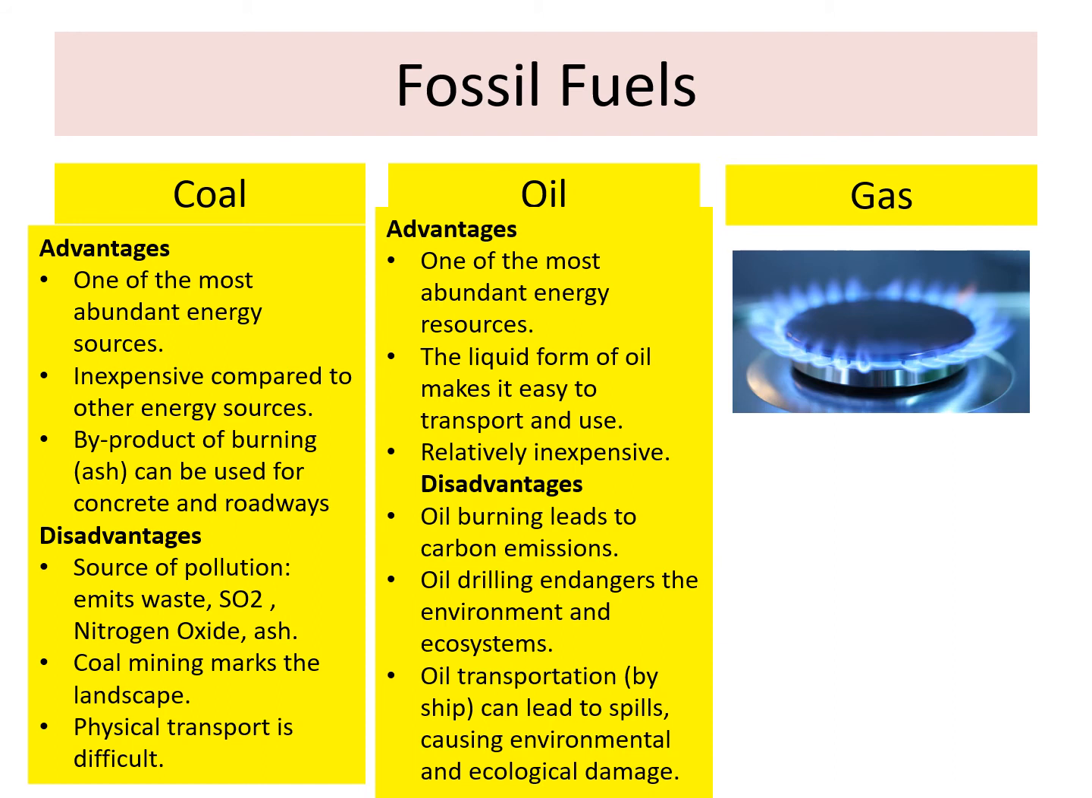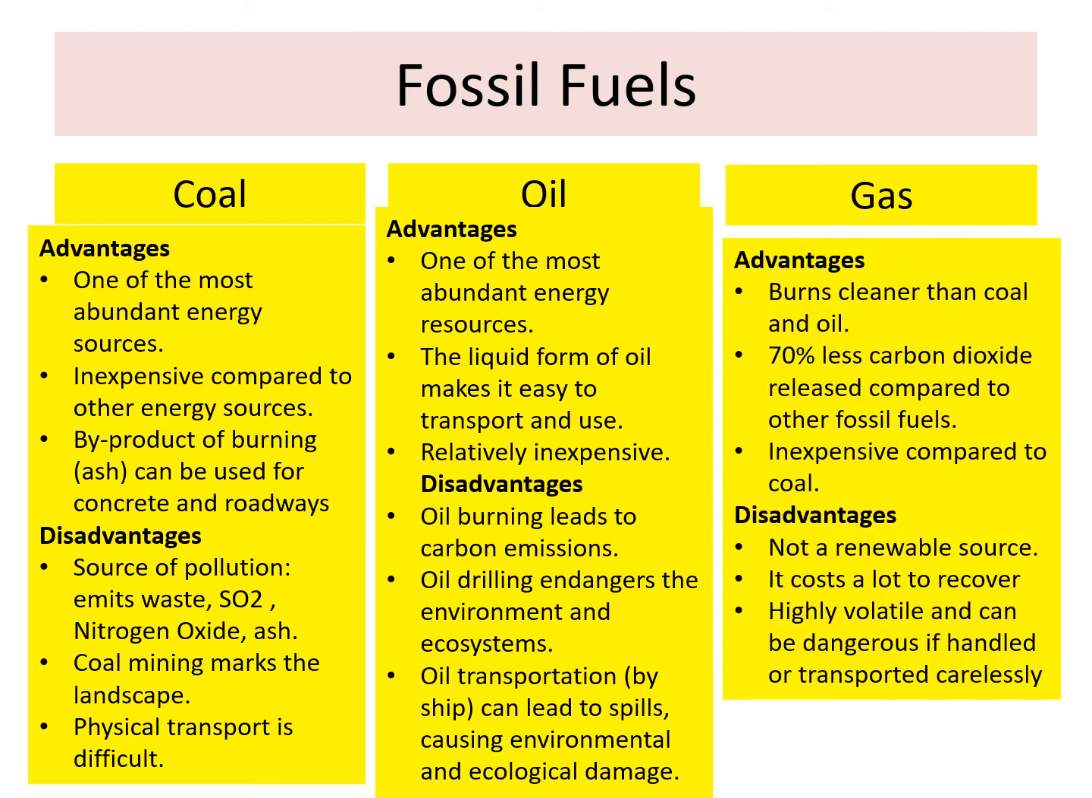Oil is also an abundant energy source. This is why it's used more than renewable energies. The liquid form of oil makes it easy to transport, and it's relatively inexpensive. The disadvantages are that oil burning leads to carbon emissions. Drilling to get the oil endangers the environment and ecosystems, and oil transportation by ship can lead to spills causing environmental and ecological damage in the sea.